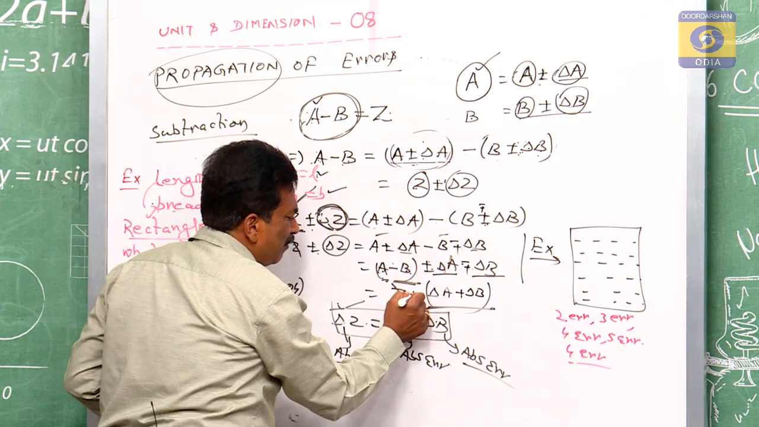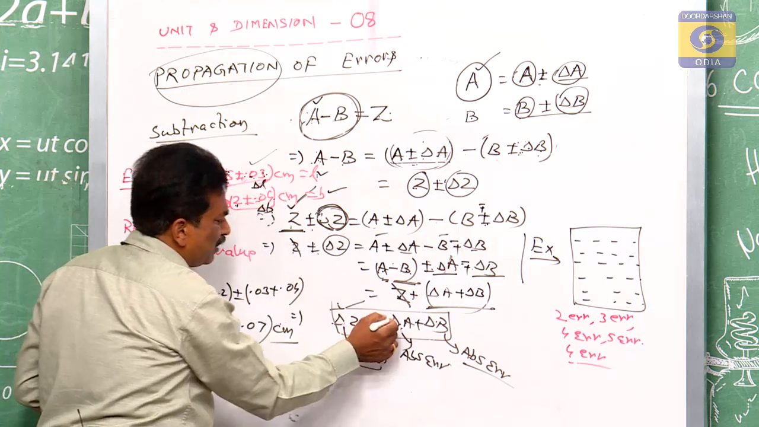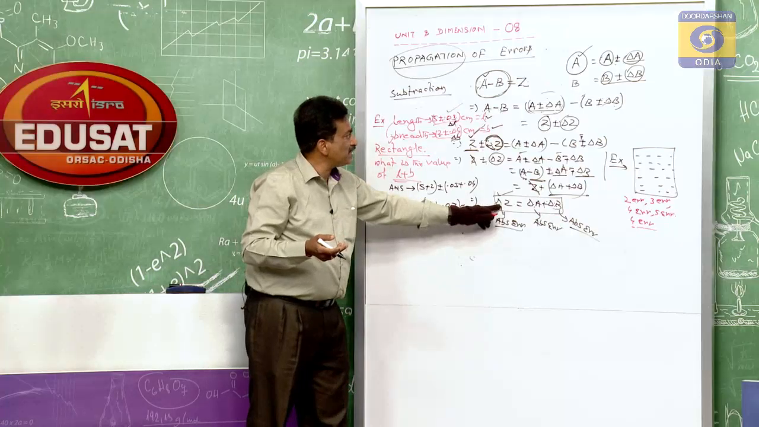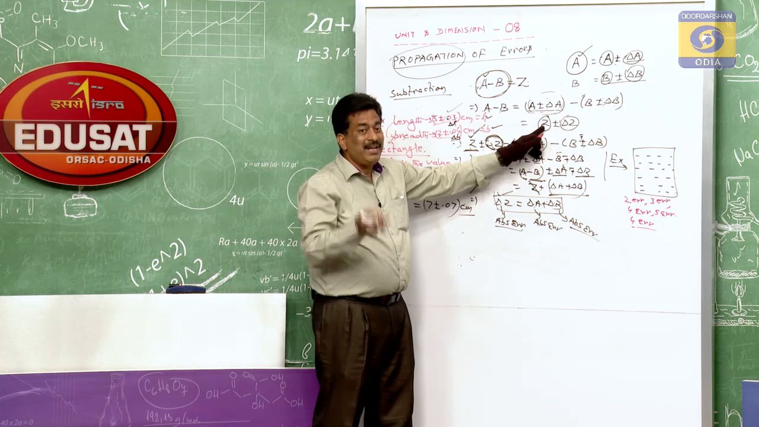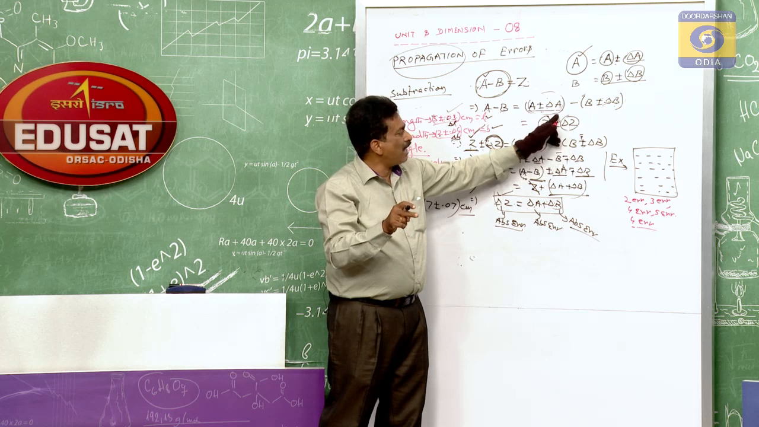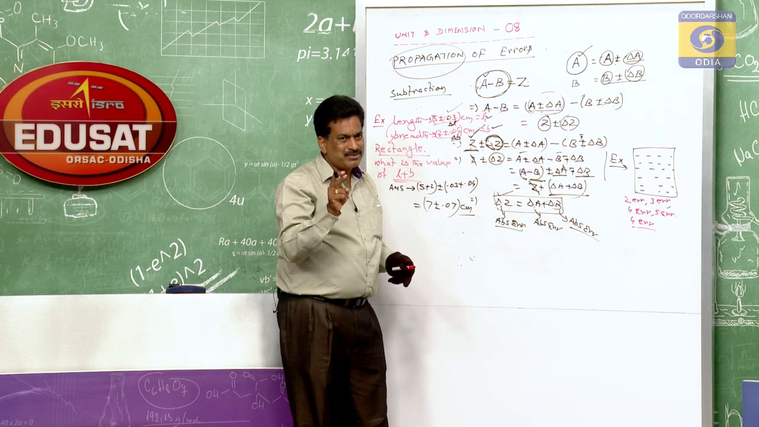This will be del z, which is del a plus del b. Then what happens? What is this del z? This del z is nothing but the real value; that del z value is either more or less. Are you clear, my students?